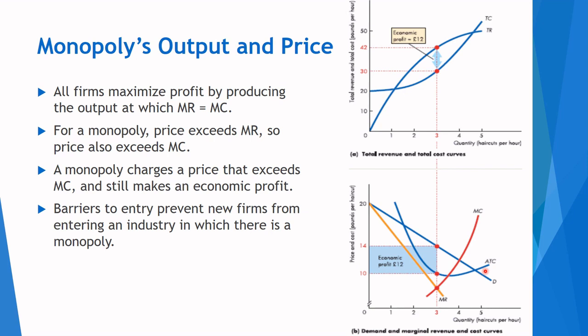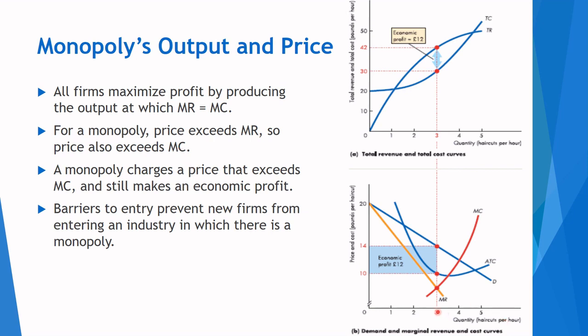We know that every single profit maximizing firm produces a level of output where MR equals MC. This is the profit maximizing level of output. So all firms maximize profits by producing output where MR equals MC. Over here you can see for this monopolist, this is the MR curve and this is the MC curve. So the profit maximizing level of output occurs over here at three haircuts, right? Over here, if we find the corresponding point from the top panel in the bottom panel, you can see that this is your profit maximizing level of output. This happens where MR is equal to your MC. For a monopoly, price exceeds MR, right? The MR curve lies below the price line or the demand curve. So price also exceeds MC. Since MC is equal to MR and price exceeds MR, that means price also exceeds MC.